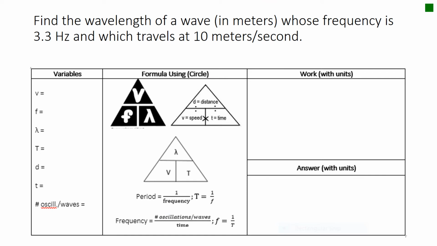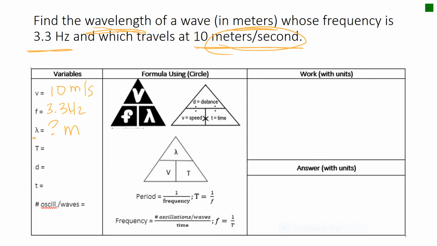Let's try the next one. Find the wavelength. So I'm asking for wavelength, and it does say to do it in meters. So I'm questioning about wavelength, which is lambda, and its unit is meters, whose frequency is 3.3 hertz. So here's my frequency, 3.3 hertz. Okay, and it travels at 10 meters per second. Now, I don't tell you exactly what variable that stands for, but by this point in time, I do expect you to understand that meters per second is a speed unit. So that would be V for velocity, so it's 10 meters per second.